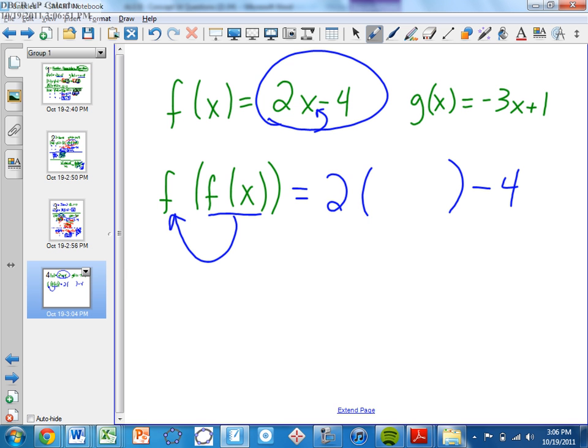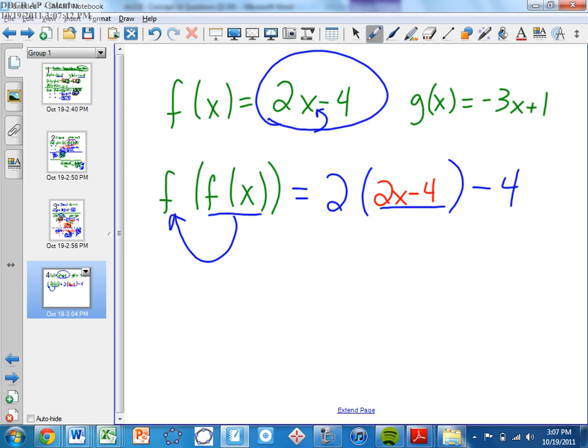Okay, you might have said it, but hold on for a sec and let everybody catch up. So the original function was 2x minus 4. Again, f was 2x minus 4. But instead of x, we need to replace that with f of x, which is again 2x minus 4. So we are plugging the function into itself.